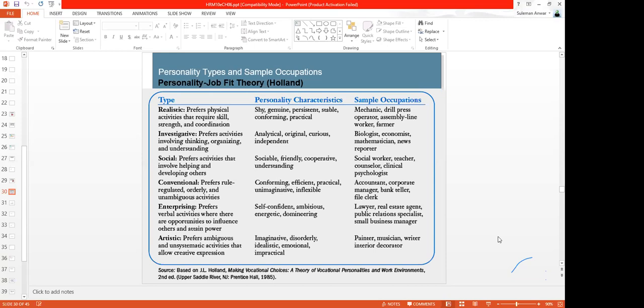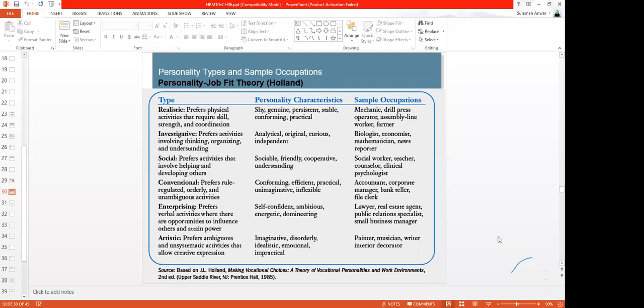Likewise, if the people are investigative, investigatives prefer activities involving thinking, organizing, and understanding. And the personality characteristics could be analytical, original, curious, and independent. And the sample occupations could be biologist, economist, mathematician, news reporters.